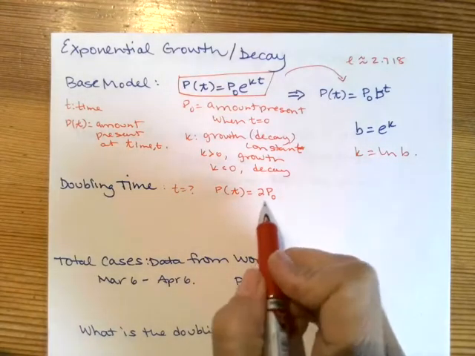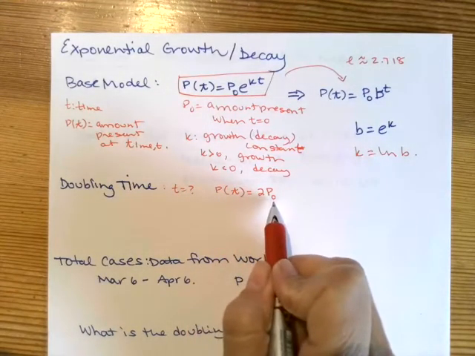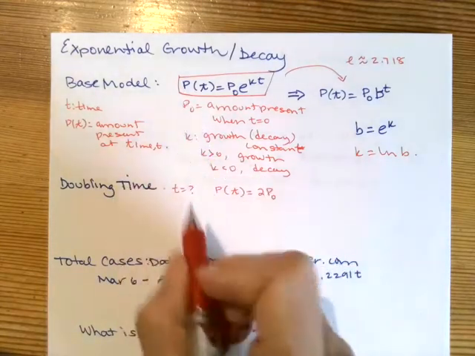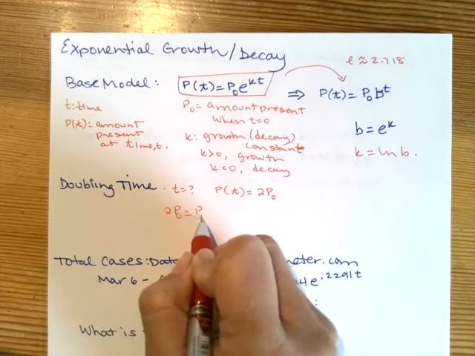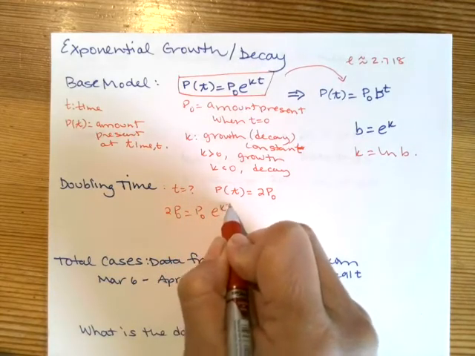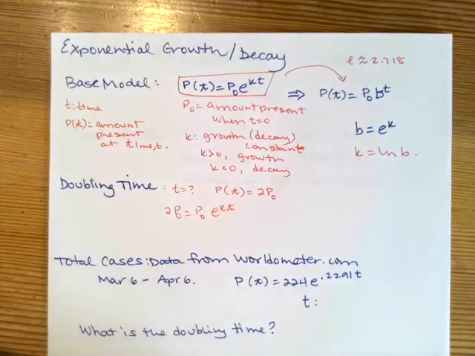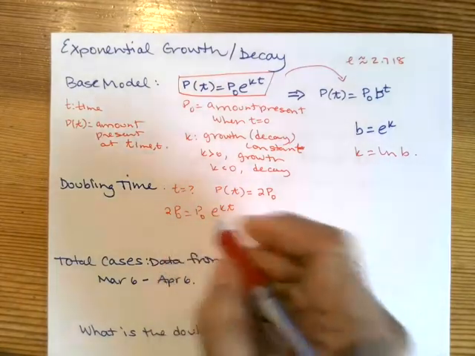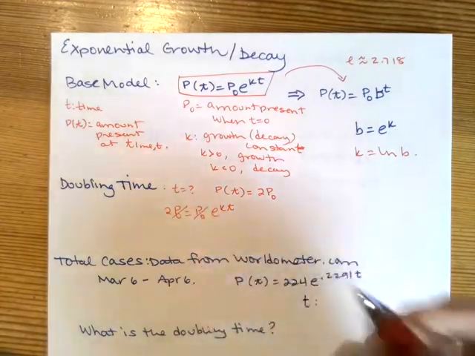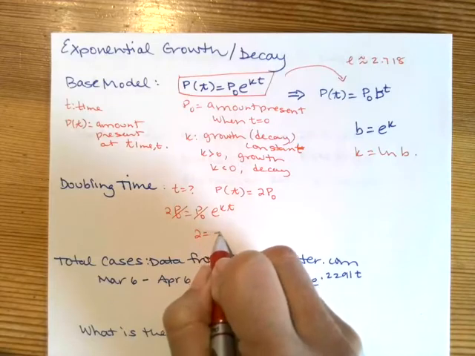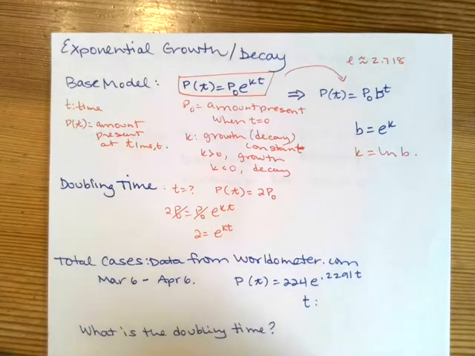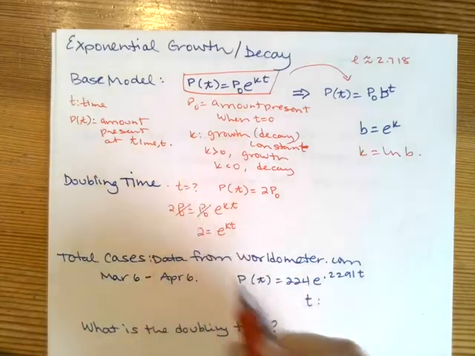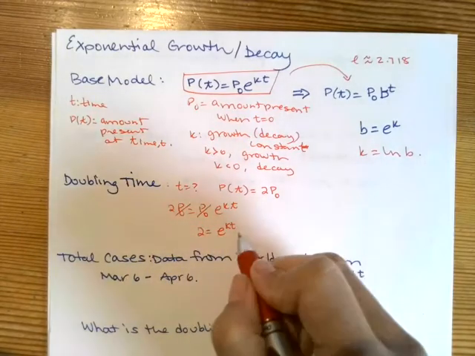So I'm going to set P of t equal to 2 P naught. In my original equation, I'm going to have 2 P naught equals P naught e to the kt. So the P naughts divide out. It doesn't matter. The doubling time is the same. So let's go ahead and solve this for t.